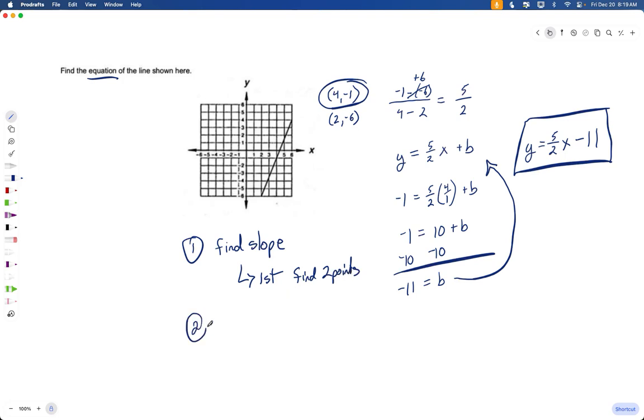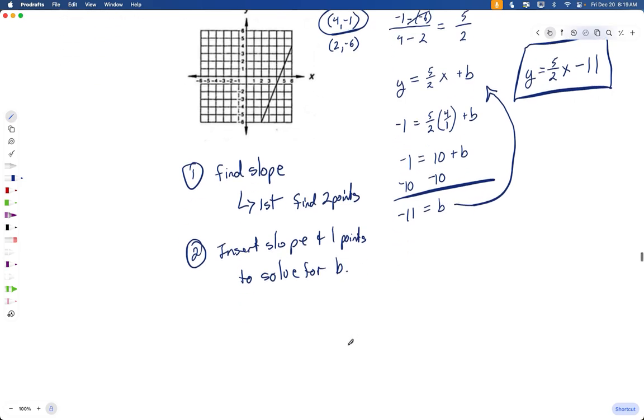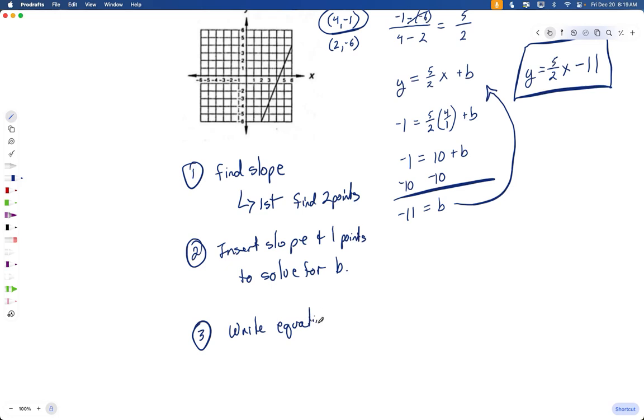So second, you insert the slope and 1 point to solve for b. And then your final step is to write the equation with slope added for m and b.